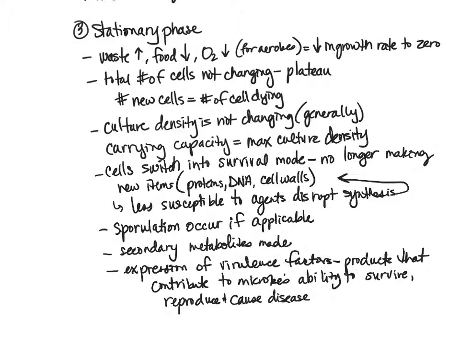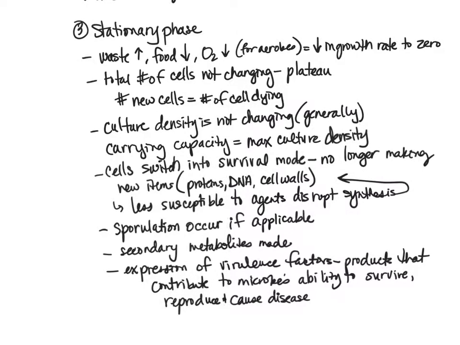So these virulence factors really are just to give them an advantage, because they're running out of nutrients, they're running out of space, they're running out of oxygen perhaps. And so then what they're trying to do is they start to produce these virulence factors that are going to help them to survive, help them to reproduce. And then they do in fact start to cause disease. Well, that's why they're called virulence factors.